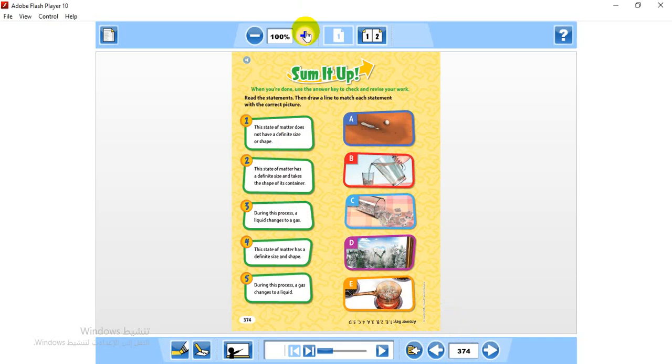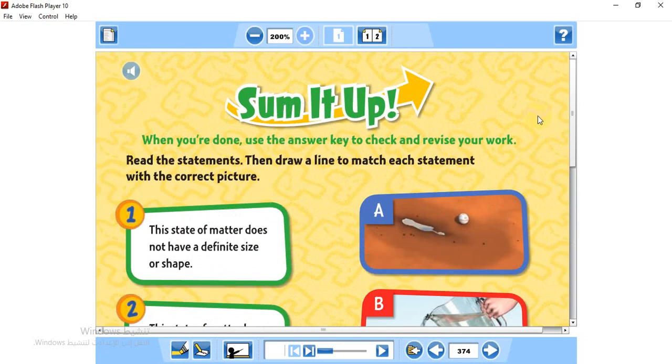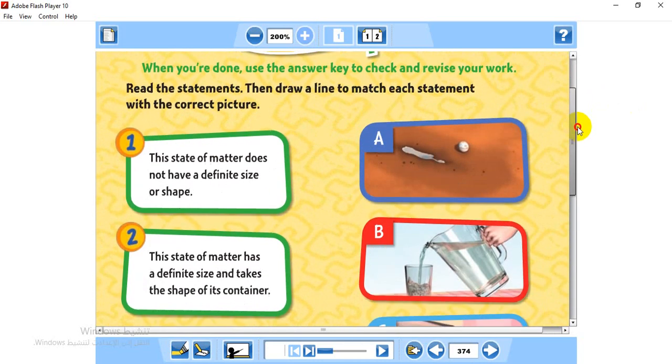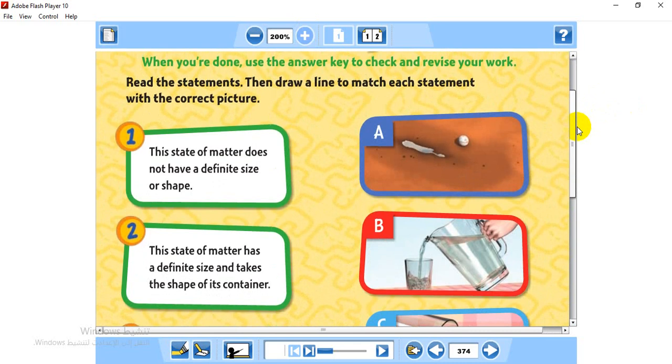Okay, let me zoom in on the page, and I will start reading the questions with you and understand what they want exactly. Now I will read this one. Read the statement, then draw a line to match each statement with the correct picture. So here there are so many pictures and you have to match them with the definitions or descriptions here.